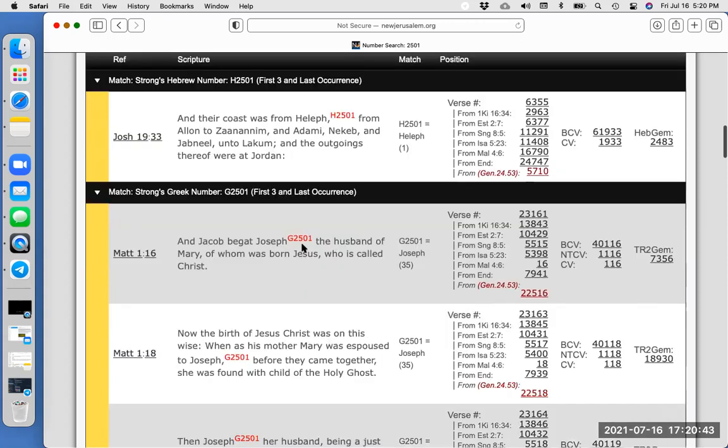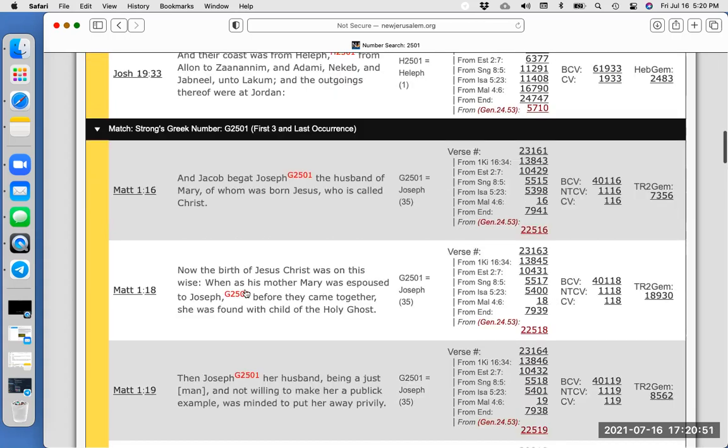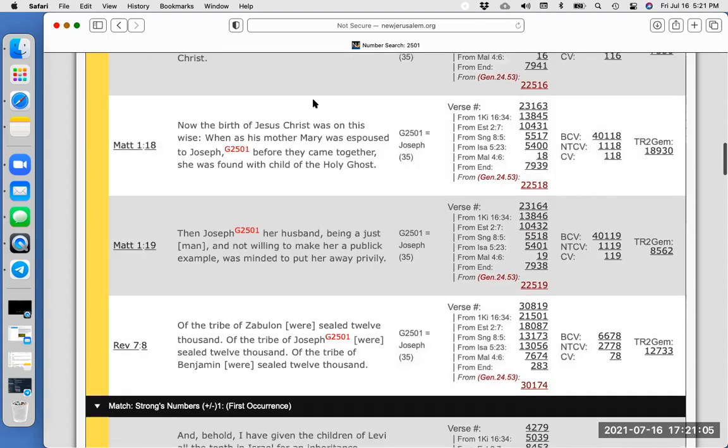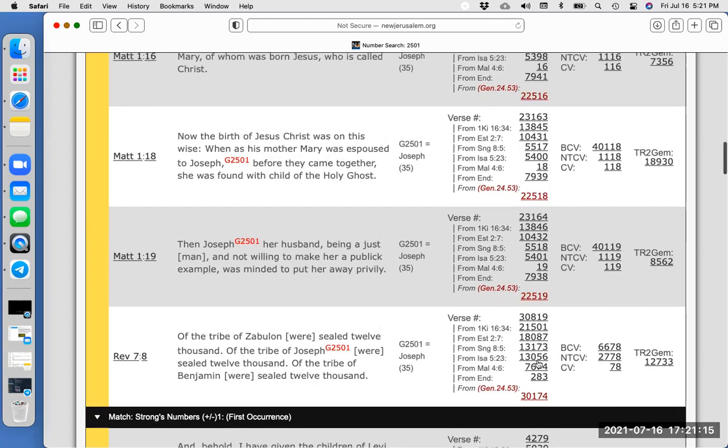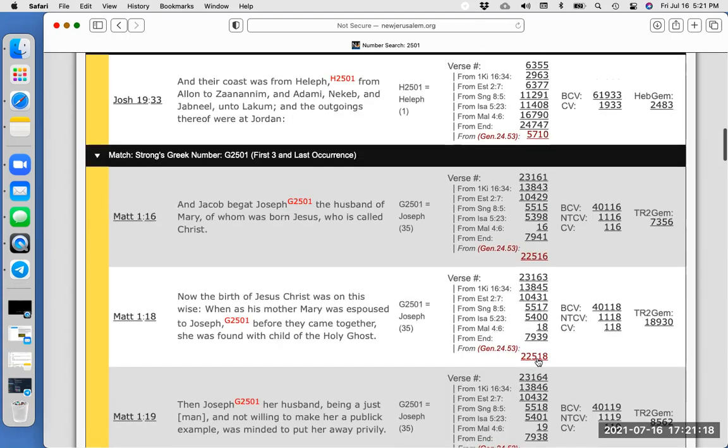All right, and then we go down to the references. Joseph here. Joseph is the Greek. And I see here when Mary was espoused to Joseph, well, there's a marriage there. Before they came together, she was found with child of the Holy Ghost. Here's a distance. So the name is Joseph, and they give you the first 3 references and the last one. The last place Joseph is found is in the 12 tribes, 144,000. So anything stand out there to you?